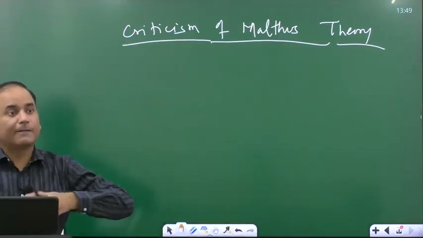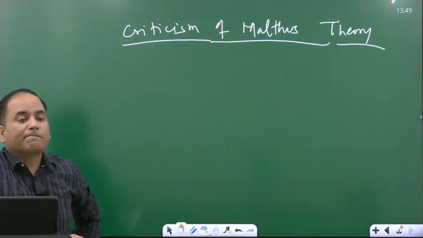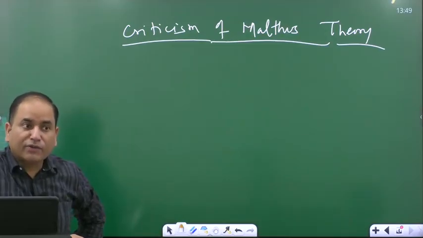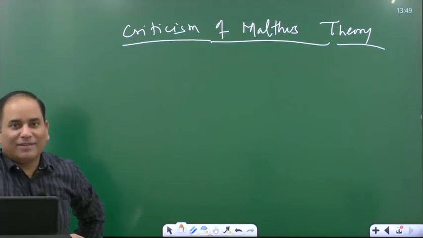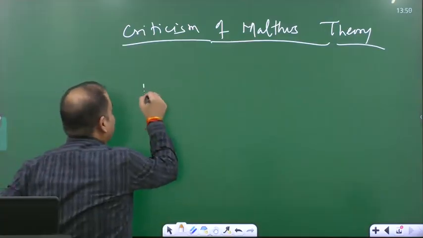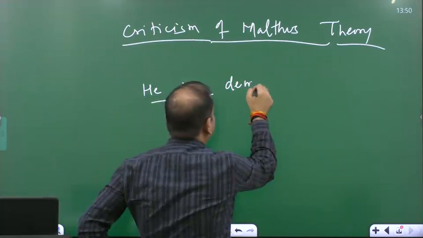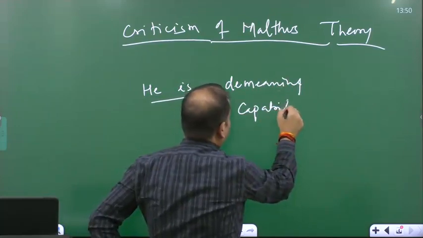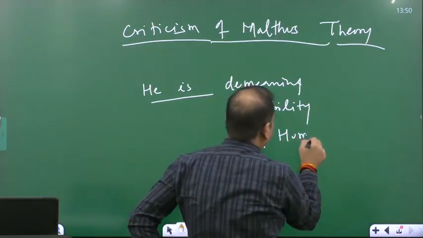You were telling about technology, but he was not aware at that time maybe of that technology development. Yes, that is the thing, that he was not aware. But that is a drawback. This was the drawback. Drawback means he is demeaning the capability of human.